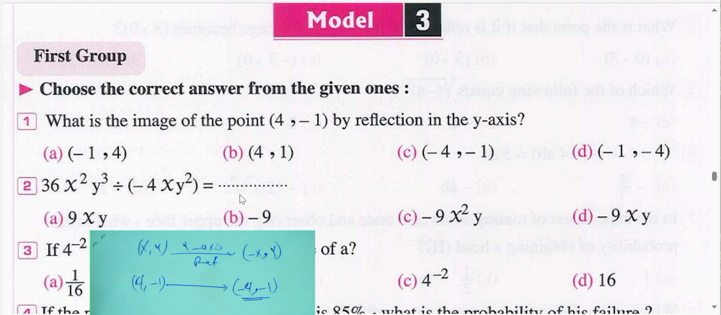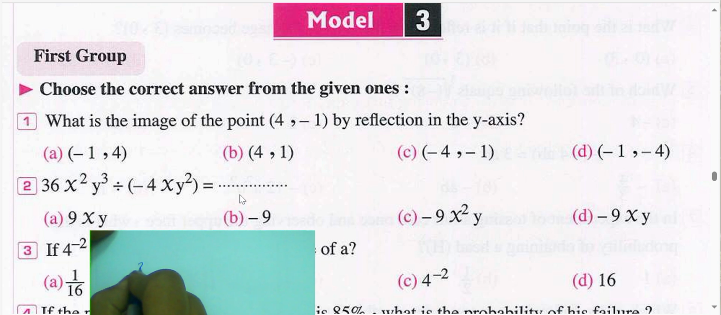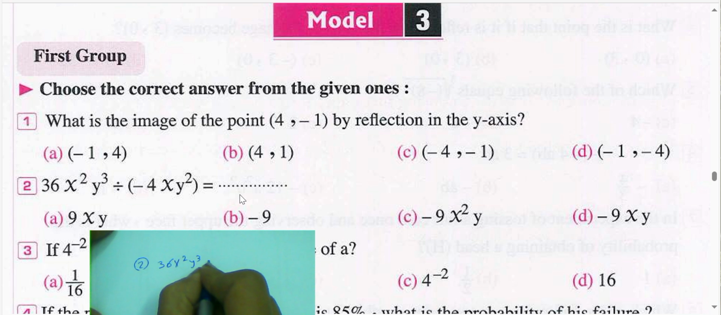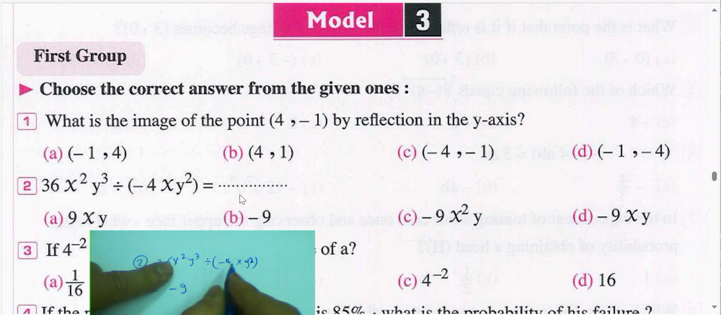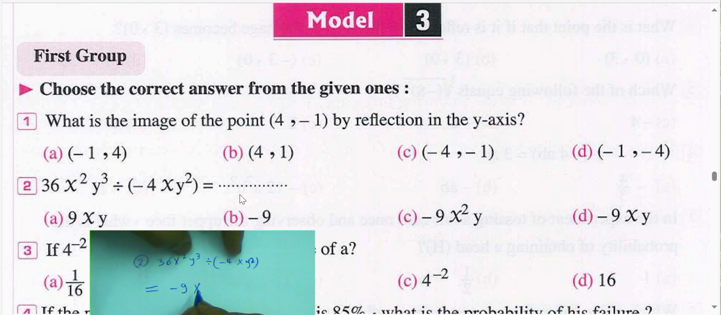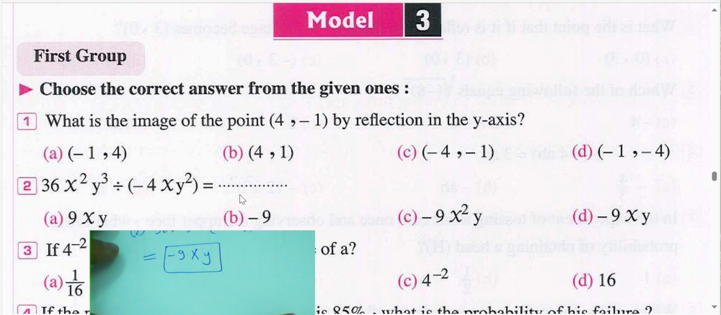Letter C. Question number 2. 36x power 2 y power 3 divided by -4xy power 2. 36 divided by -4 equals -9. x power 2 divided by x will be x, find the difference between the two powers. And y power 3 divided by y power 2 will be y power 1. The result will be -9xy. Choose letter A. Next question.